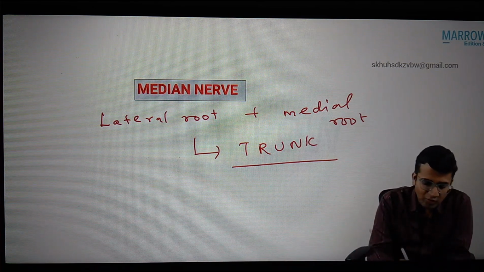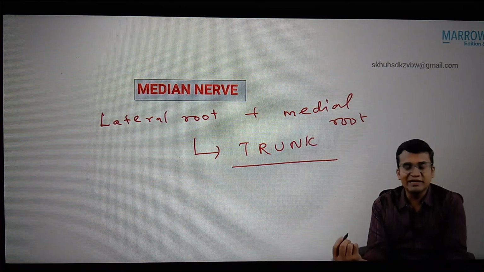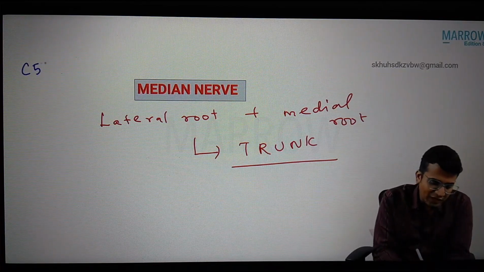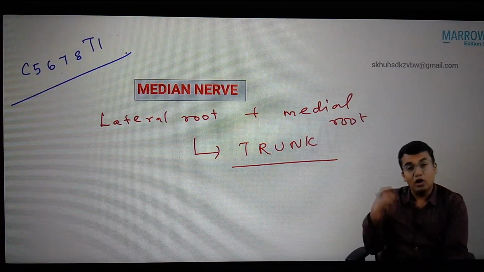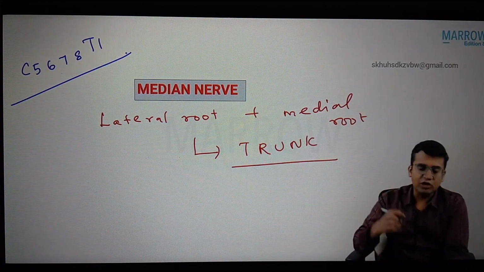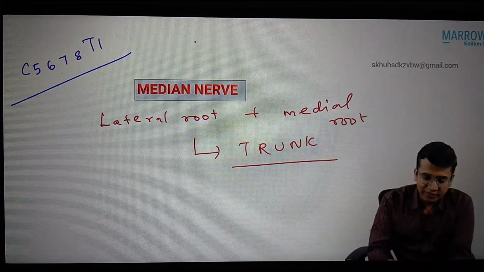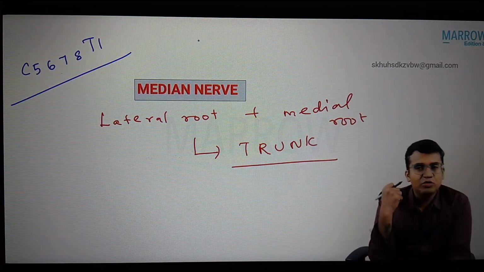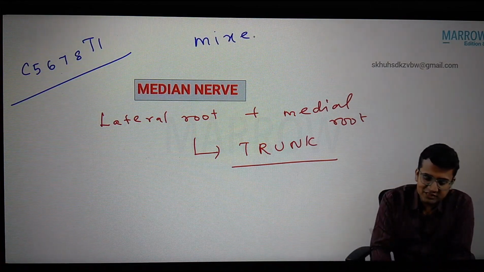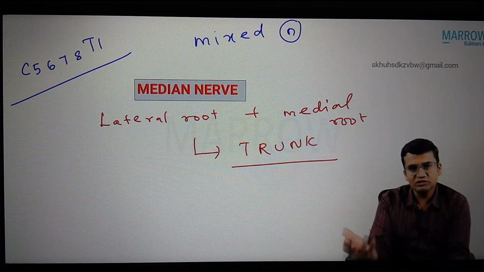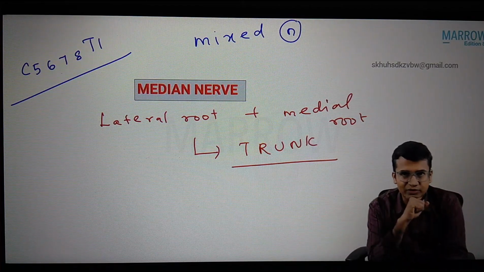Now, what is the root value of the median nerve? The median nerve root value is C5, C6, C7, C8, T1. All the roots of the brachial plexus contribute to the median nerve. Next point, the median nerve has both sensory fibers and motor fibers, so it is a mixed nerve.